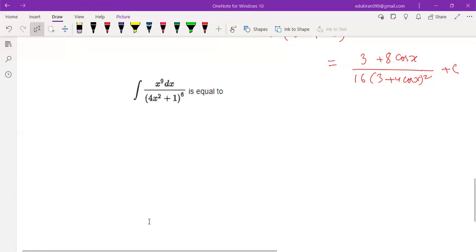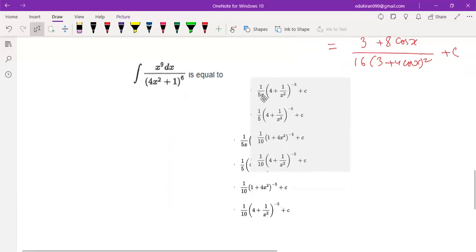Yes, how are you thinking of approaching this question? So there is a power 6 in the denominator. Let me give you the options also so that it will be quite helpful to think in the proper direction. So these 4 options are there.